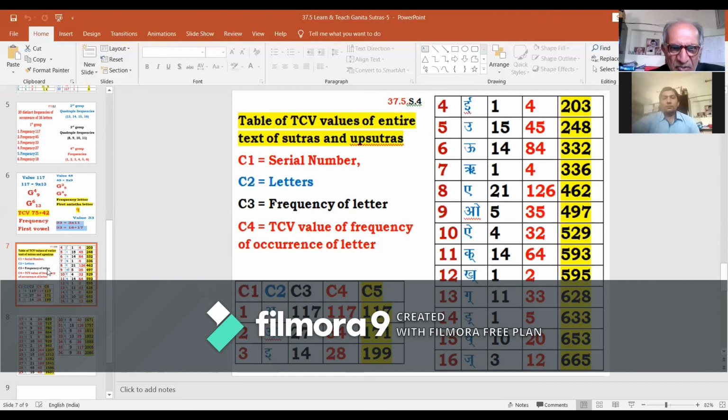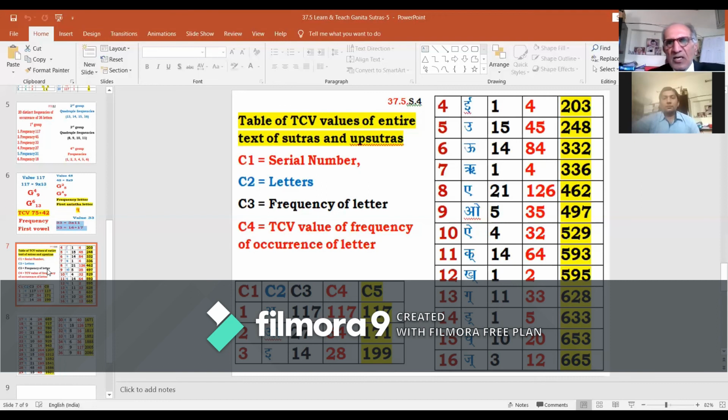Say in the first row, serial number 1 is the first letter O, frequency is 117. As the TC value of letter O is 1, the TC value of this entire occurrence comes to be 117, tabulated in column 5. In the second row, the second letter has 27 as its frequency of occurrence, and 54 as its TC value, 27 into 2, and then in column 5 again we have a summation value 171.